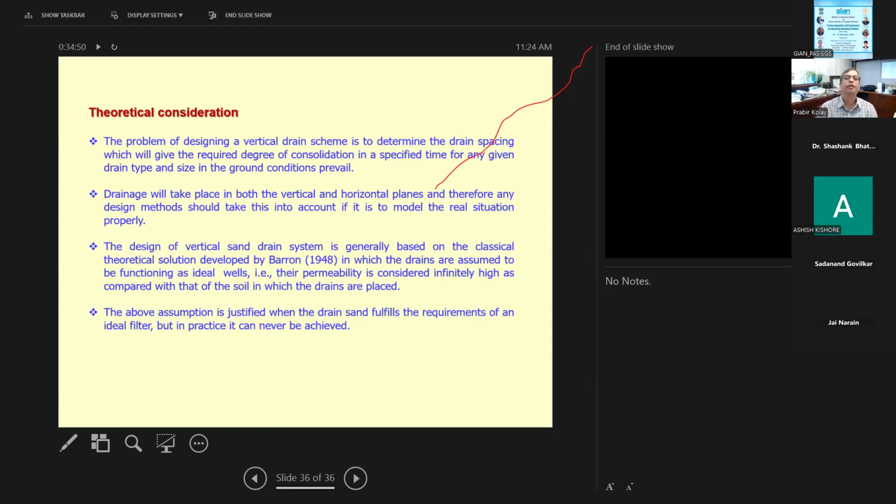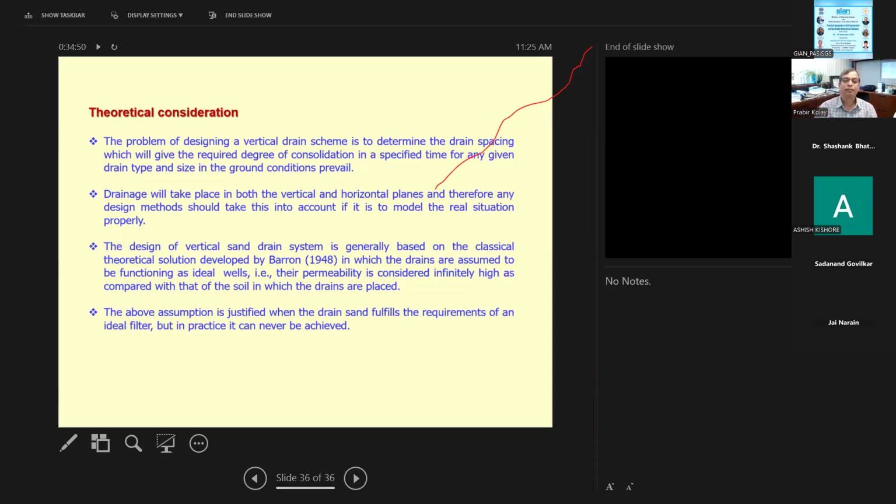Sometimes while designing this, we need the vertical drain spacing which will be required, and the degree of consolidation. So again, we need to find the equivalent diameter. So we need to check that. Drainage will take place in both vertical and horizontal directions. Therefore, any design method should take into account the real situation properties. So again, we need to check the horizontal and vertical, because the vertical and horizontal permeability is not easy to determine, and that's why people are using different correlations. If you know the vertical permeability, how to find out the horizontal permeability.